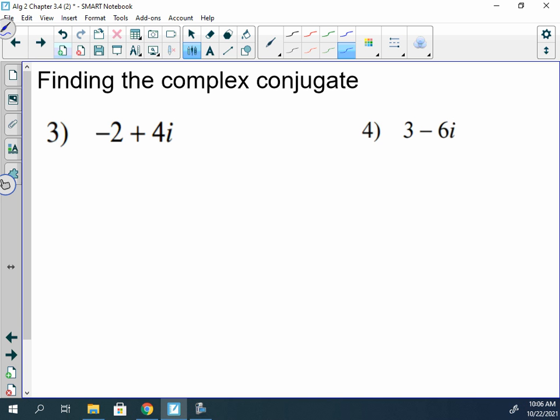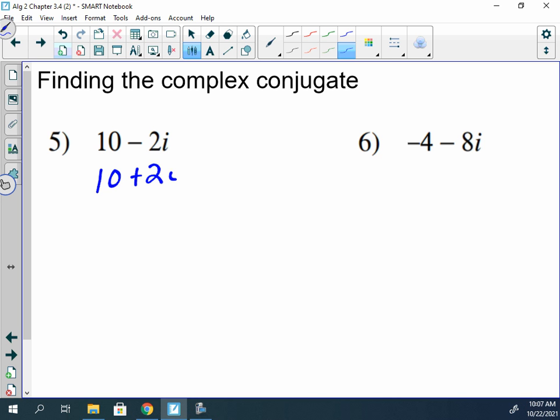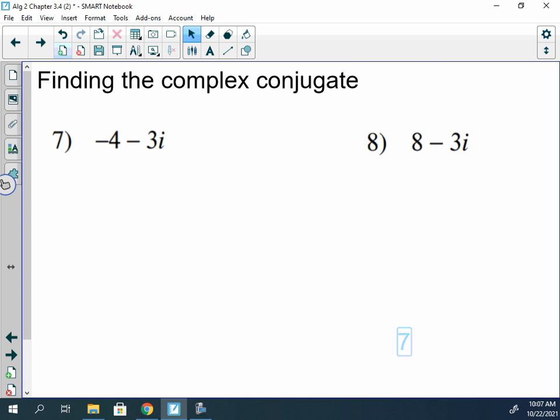So let's find the complex conjugate of 2 plus 4i, negative 2 plus 4i. What about 3 minus 6i? 10 minus 2i? Almost. We don't change the first one. Negative 4 minus 8i? I think these are the last two, yes? Negative 4 minus 3i would be?